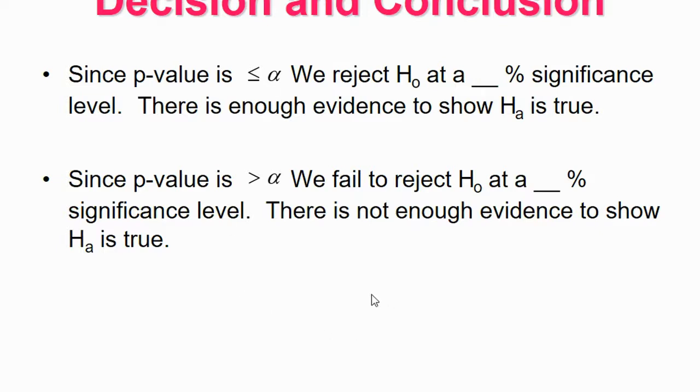And then finally, the last step is always to make your decision and conclusion. We're still going to be doing the same thing we did before. If your p-value is very small, or at least less than the significance level, you reject the null hypothesis. And you say there is evidence that the alternative is true. Now, if the p-value is large or at least greater than your significance level, then you do not reject the null hypothesis. And therefore, there is not enough evidence to show that the alternative is true.